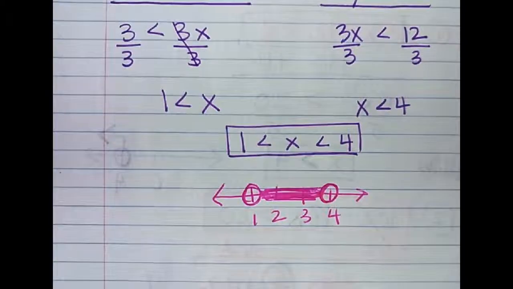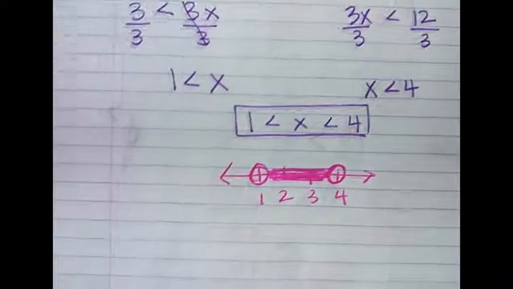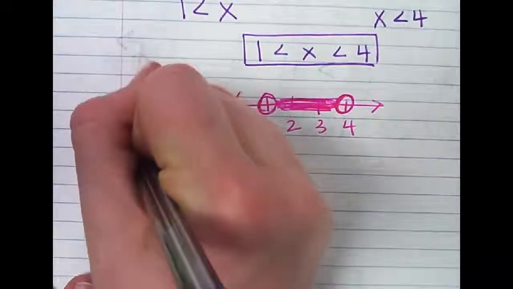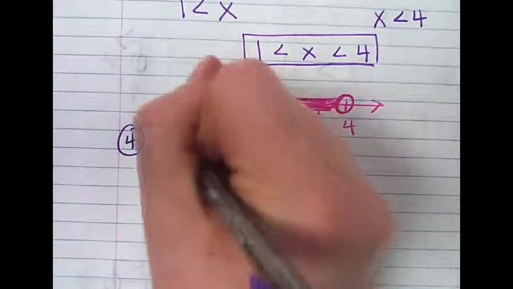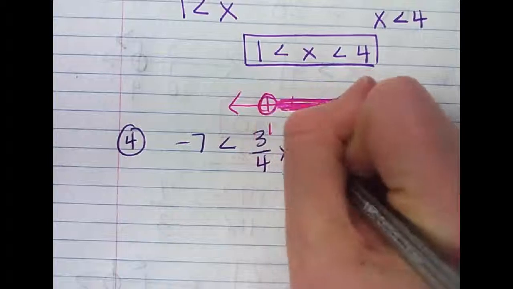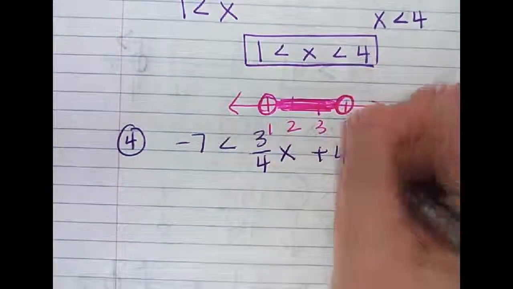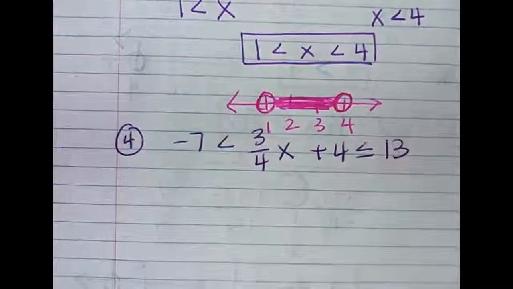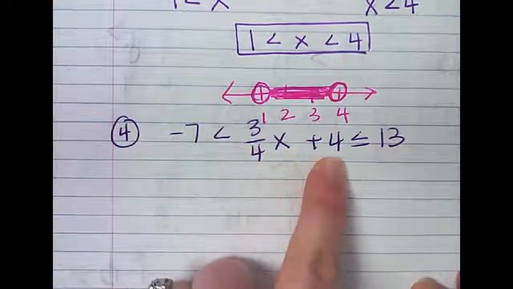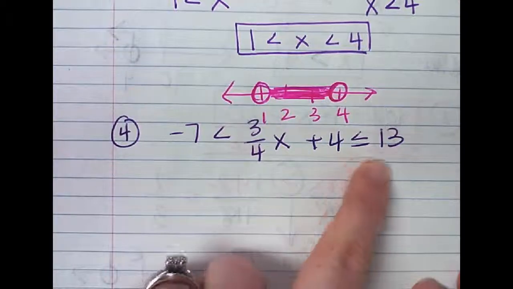I want to do one more of those with a fraction, just to give you a little more fraction practice. I know you're excited. I really like fractions, but that's because I'm a math nerd. Okay, so last one. Sorry, we're a little bit too close. Negative 7 is less than 3/4 x plus 4 is less than or equal to 13.